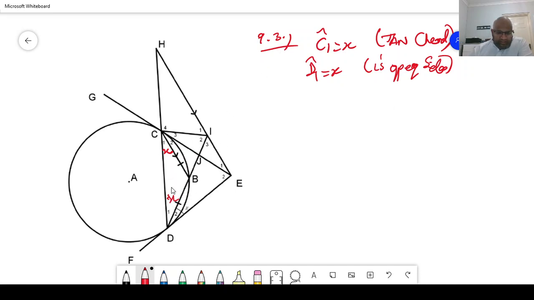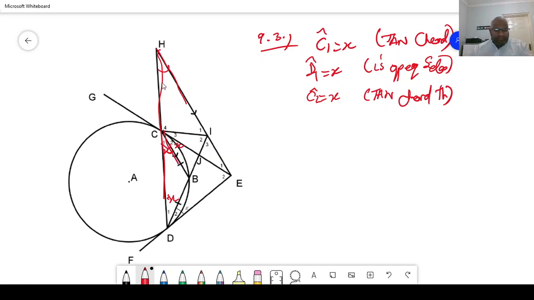Then we say that C2 will also be X, tan chord theorem, with this angle here, D1. So I say C2 is X, tan chord theorem. Okay, so that's the third one. Then we see the corresponding angles. So if that angle is equal to that angle.